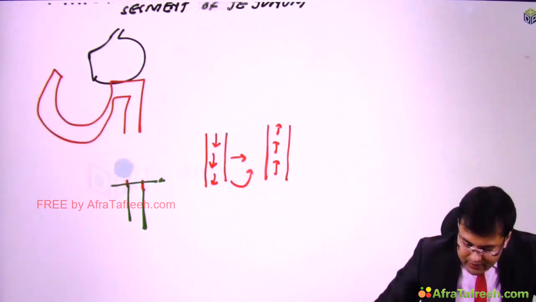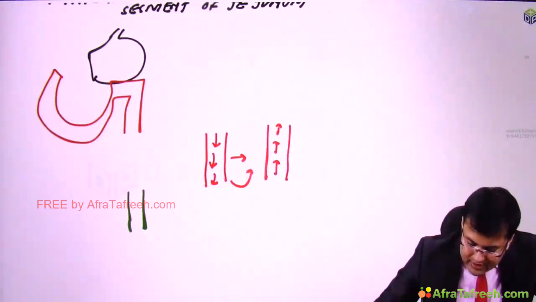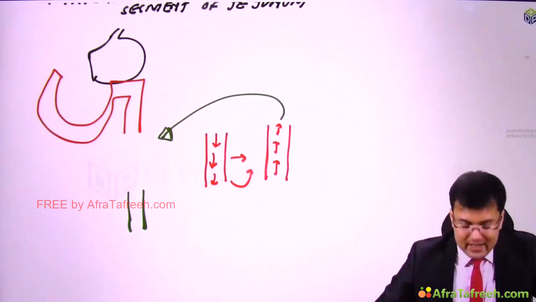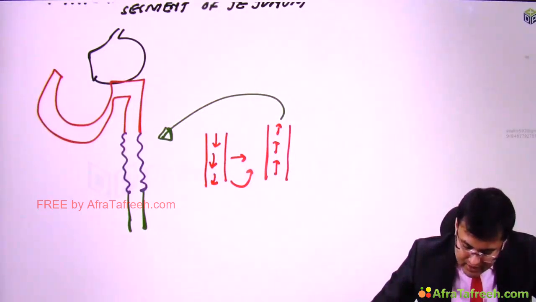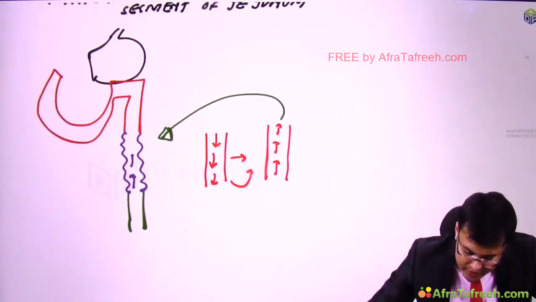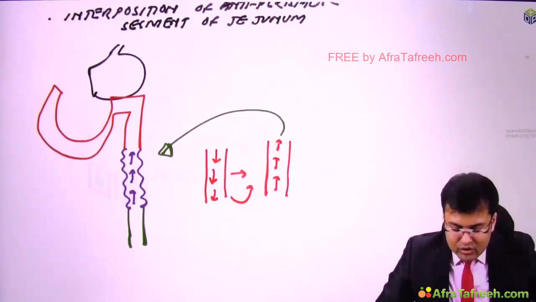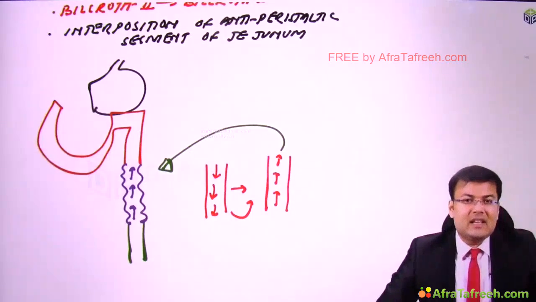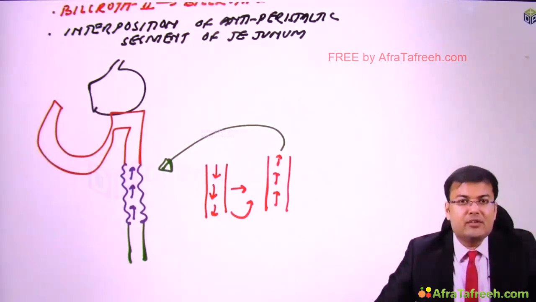So here we remove this part of jejunum. After that, we are going to put this part of jejunum which is reversed. So it is the anti-peristaltic segment. So here can you see, I'm going to interpose this anti-peristaltic segment where the direction of peristalsis is in the opposite direction. So this is also going to help. So this is interposition of anti-peristaltic segment of jejunum. So these are the options which are done to prevent the dumping syndrome.